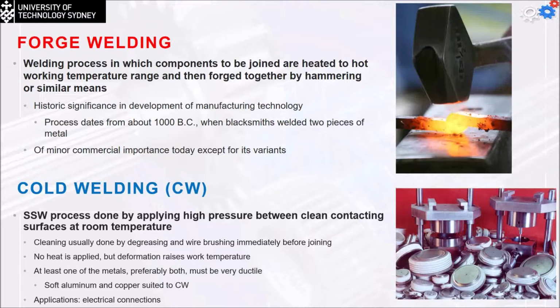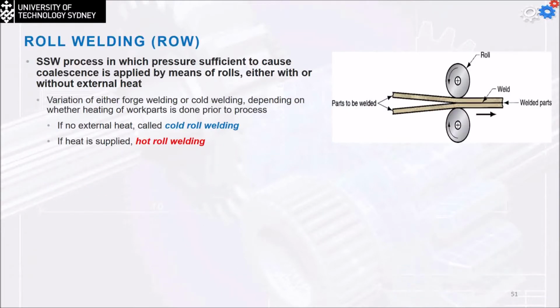For the roll welding, the same process, but in this case we're going to run them between two rollers. So it's a solid state welding process in which the pressure sufficient to cause coalescence is applied by means of rollers, either with or without external heat. It's a variation of either the forge welding or the cold welding, depending on whether the heating of the work part is done prior to the process. If no external heat is applied, we call it cold roll welding. If I add the heat, we call it hot roll welding.